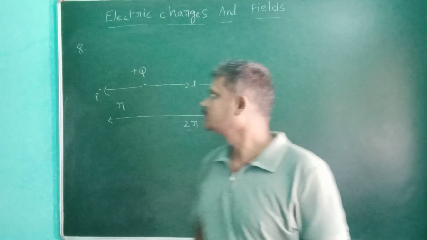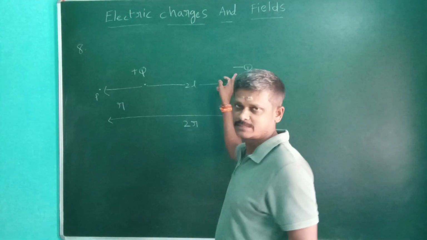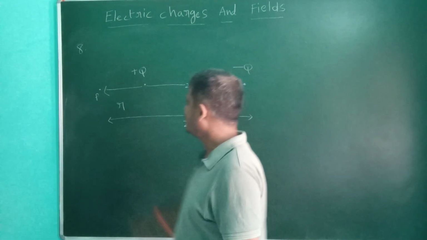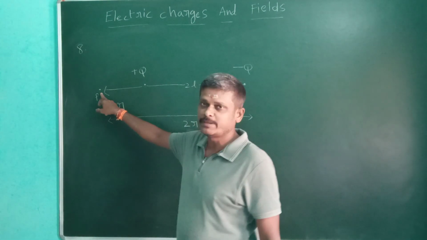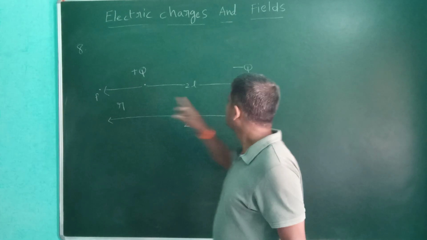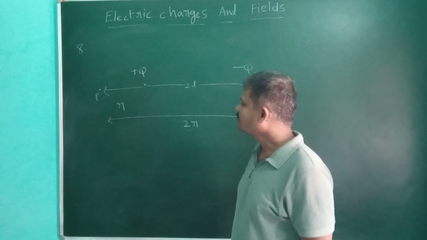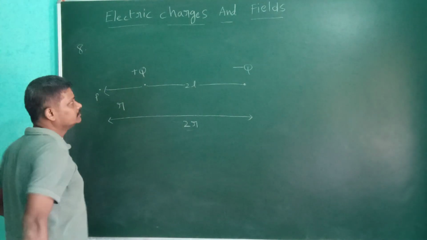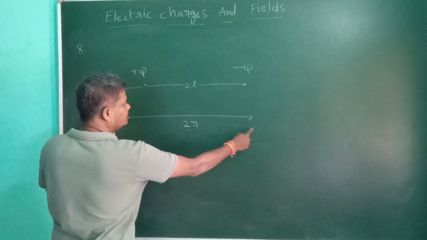Question number 8. There is an electric dipole of equal and opposite charges placed at distance 2L. There is a point P collinear with these two charges such that the distance of this point P from the positive charge is half the distance between this point and the negative charge. Now I assume the distance between the positive charge and this point P is R. Then the distance between this point P and the minus charge minus Q will be 2R.